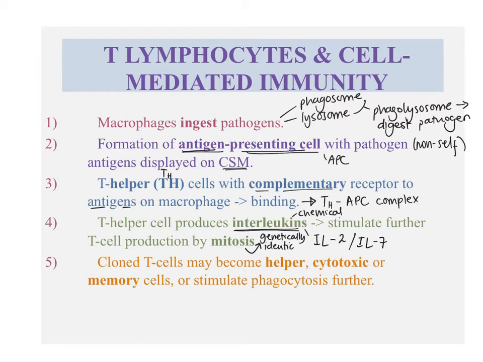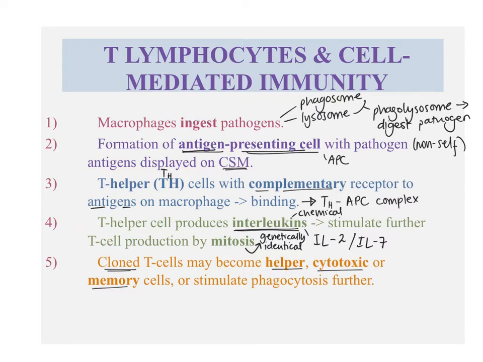So what we're doing is we're making sure that we've got lots and lots of the same T cells that know that that's the pathogen that we're responding to. And these clones, because they are genetically identical, they are the same, can become one of 3 different types of T cell. They can become helper cells, which we'll look at in a second, cytotoxic, which we'll also look at in a second, or memory cells, which we'll look at in a second.